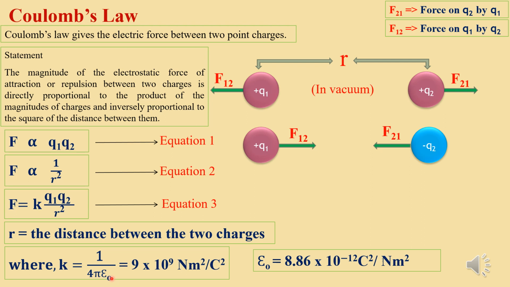Permittivity of free space means how much electric lines of force are allowed to pass through the space. Its value is 8.86 exponent minus 12 coulombs square per Newton meter square. By putting the value of permittivity of free space in this equation, we get the value of Coulomb's constant, K, 9 exponent 9 Newton meter square per Coulombs square.